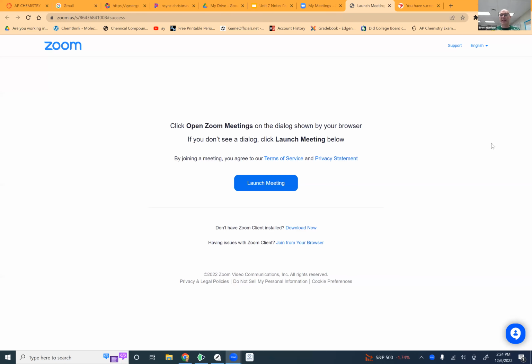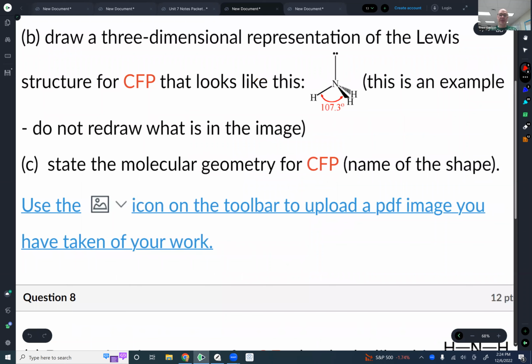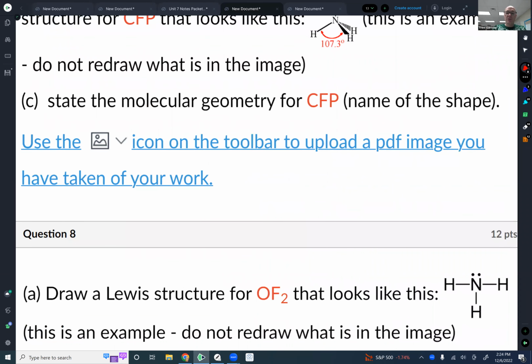Okay, so the first one, it's asking us to draw CFP. Let me find a little space down here. We know the first element goes in the middle. It doesn't matter if you put the C on one side or the P on the other side. I'm just going to put it in this order. I'm then going to go with 1 minus half.